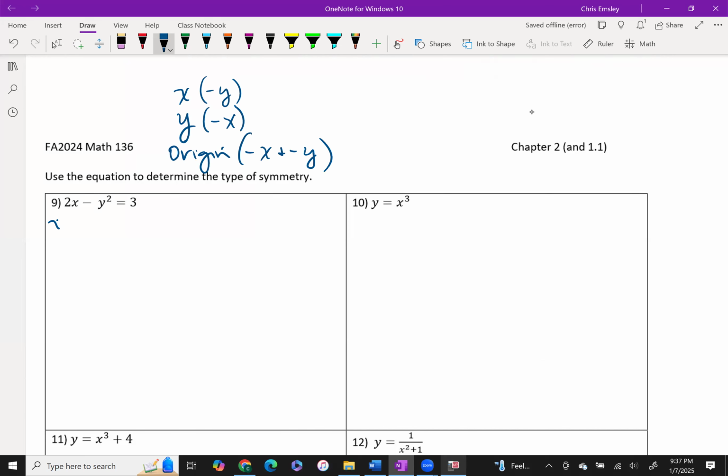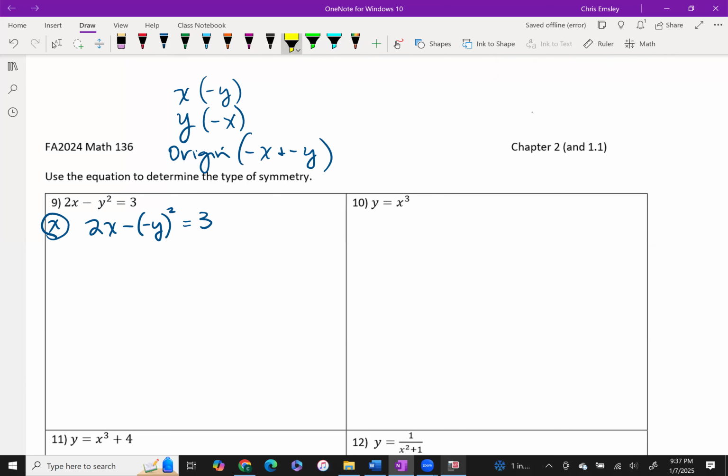So let's start with x-axis symmetry. That means I'm going to rewrite this equation, but anytime I get to y, I'm going to put negative y in its place. Okay, so it used to be y squared, now it's negative y squared. And then we want to simplify it if possible.